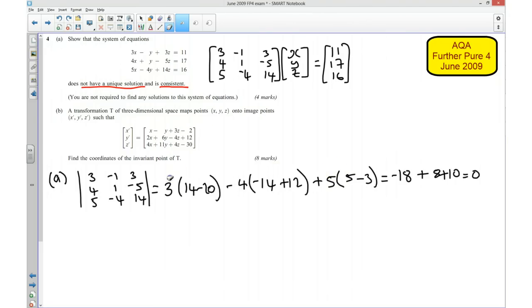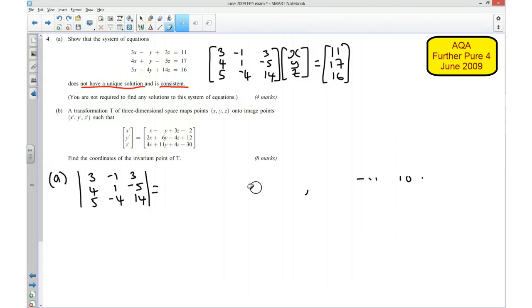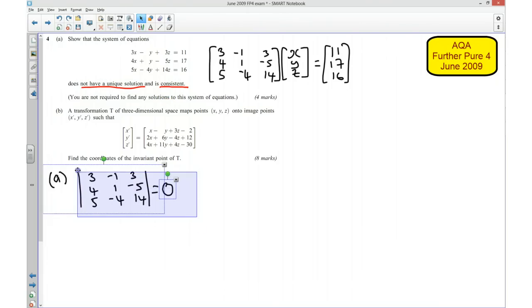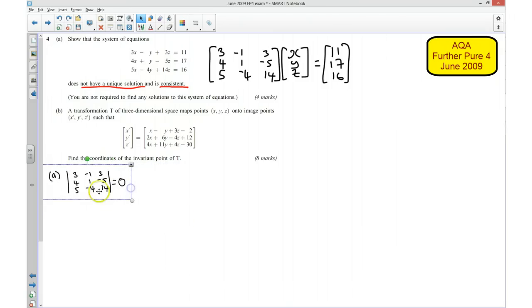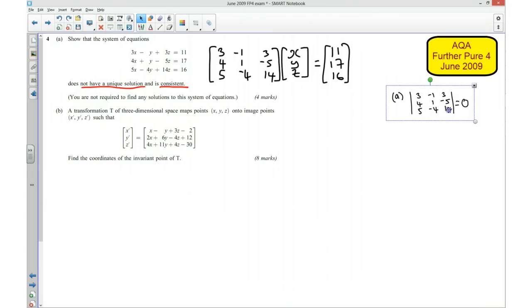I'm just going to get rid of that, and I'm just going to put equals 0 there because otherwise I'm going to run out of room for the rest of the question. So we now need to show that it is consistent. I'm just going to move this over here, and I now need to show that it is consistent.